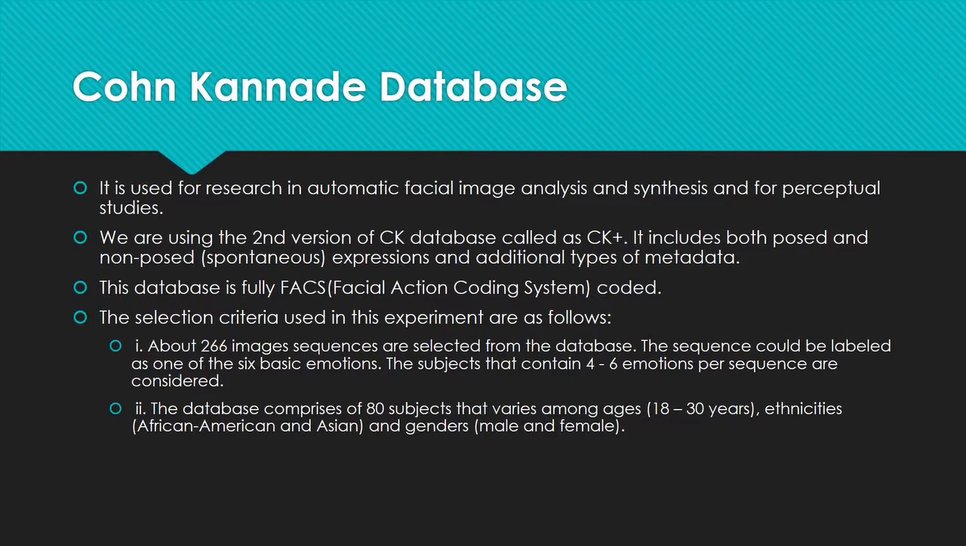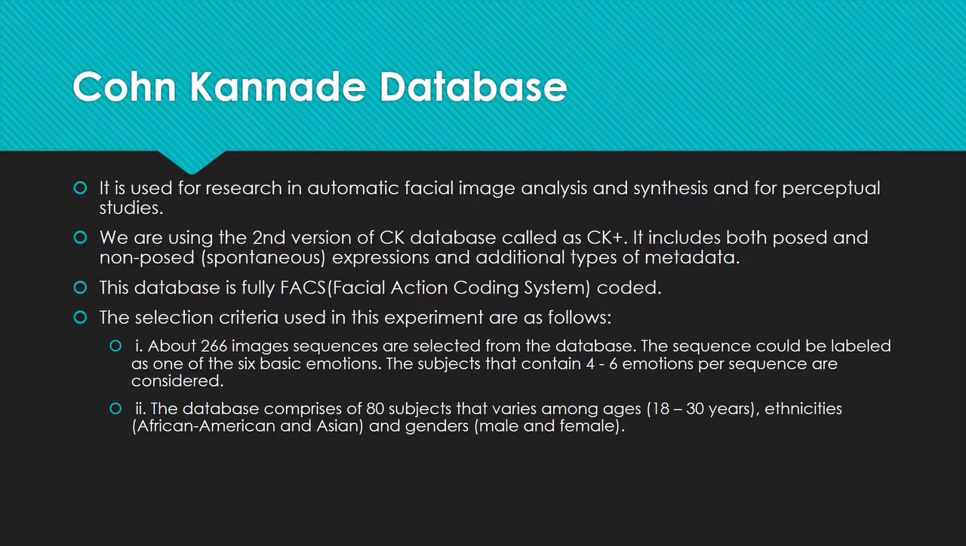The selection criteria of ours: this is a huge database, so we have selected only some part of the database to train our SVM. So the selection criteria of the experiment is as follows. We are using 266 images basically from 327 to 593 number in our database from the CK plus database. The sequence could be labeled as one of the six basic emotions from the metadata which we achieve from the CK database. The subjects that contain 4 to 6 emotions per sequence are considered.